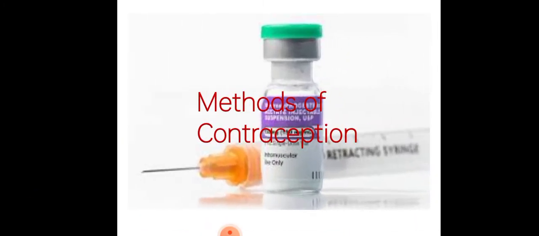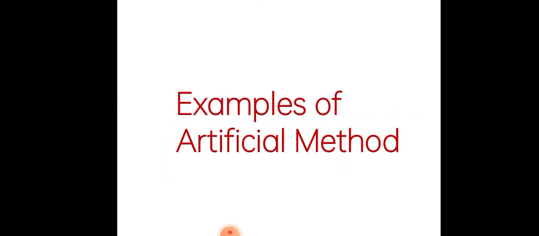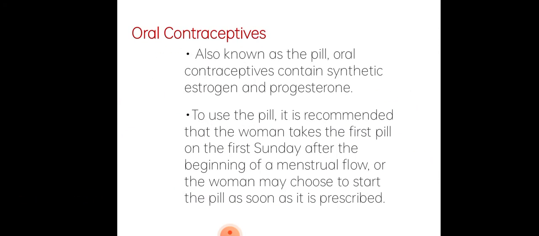Methods of contraception. Artificial methods. Artificial methods in common use include preventing the sperm from reaching the ovum, using condoms, diaphragm, etc., and inhibiting ovulation, using oral contraceptive pills. The example of artificial oral contraceptives, also known as the pill, contain synthetic estrogen and progesterone.